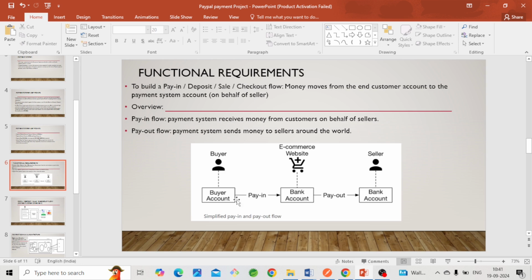But we are processing with the pay in system only. We are not looking at the payout. We are only looking at when the customer is redirected to the hosted page, then the money is deducted from the customer account to the PayPal system. We are focusing on the pay in system. We are not focusing on the payout system. So our project is limited to the pay in system only.